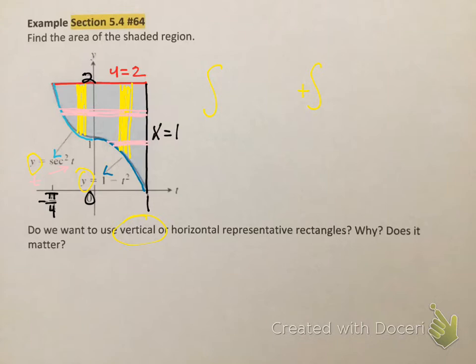So let's see if we can set this up. So let's do this side first. My boundaries would be from negative pi over 4 to 0. Remember, you're sliding right and left. Let's draw a line down the middle here. Okay, you see where my functions change. Ignore your pink.